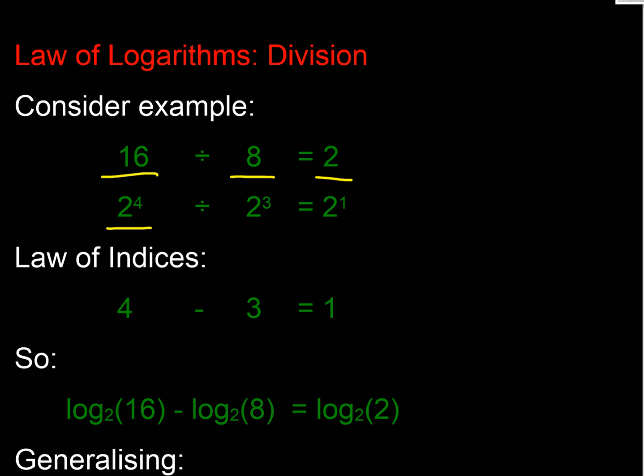16 is 2 to the 4 and 8 is 2 to the 3. So we know that implicitly what we can do in our head is take away the powers to get 2 to the 1. So what we've done at the index level, at the power level, is we've worked out 4 minus 3 equals 1. Happy with that?